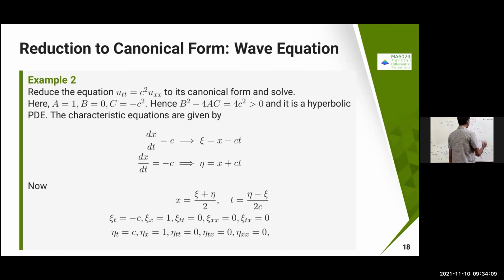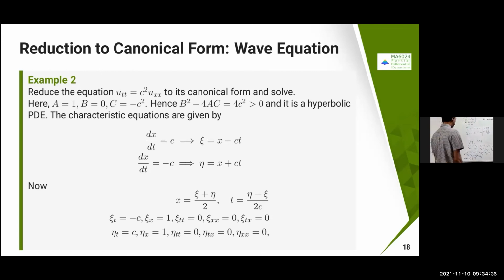Therefore, if you simplify this, you are going to write x and t: x equals chi plus eta by 2, and t equals eta minus chi divided by 2c. That is going to be there.